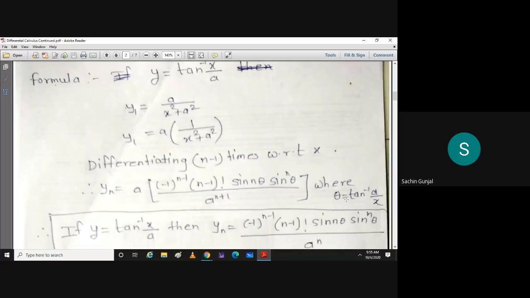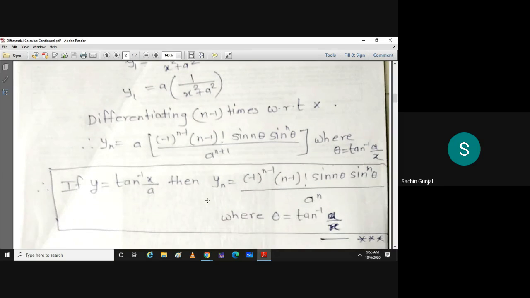Okay, so remember that you need to mention this theta always. Theta is tan inverse a by x. Because in derivation itself, we have seen that theta is tan inverse a by x always. So for tan inverse x by a, nth derivative is minus 1 raised to n minus 1, n minus 1 factorial, sine n theta, sine raised to n theta upon a raised to n, where theta is tan inverse a by x. This is second formula which you are going to remember. So just note it down.